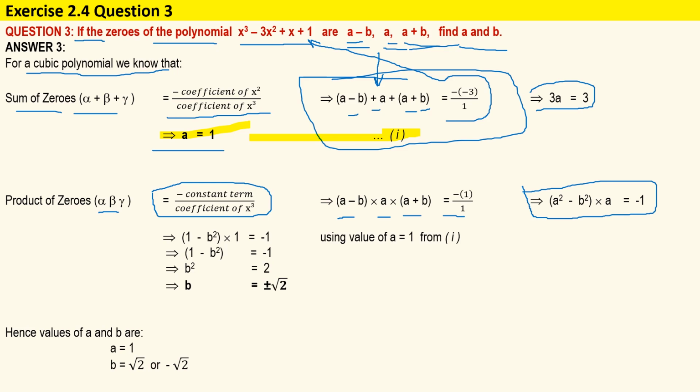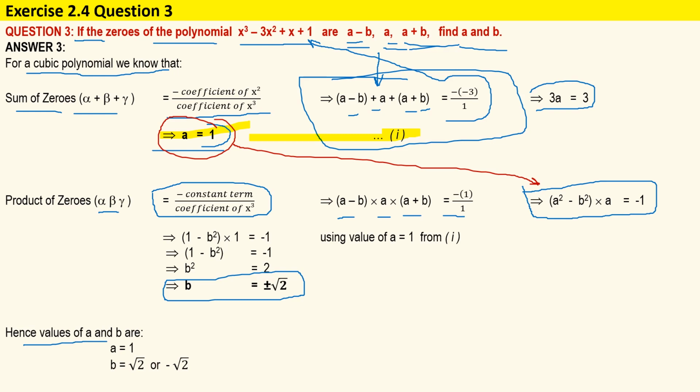But now we already have found that a is equal to 1, from our statement number 1. So let's put that into this equation here, and we will get that the value of b is equal to plus or minus square root of 2. Hence, we have found the values of a and b: a is equal to 1, b is equal to square root of 2, or minus square root of 2.